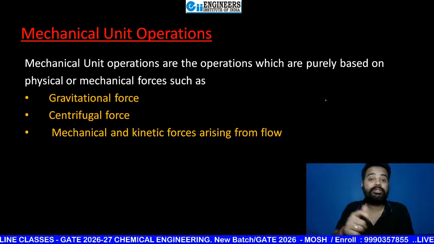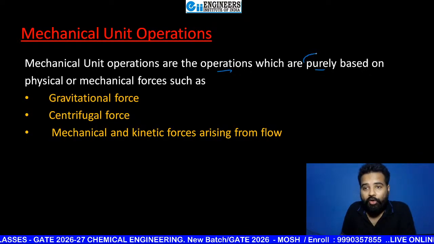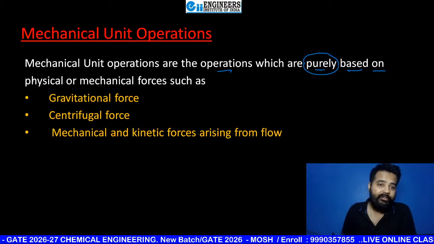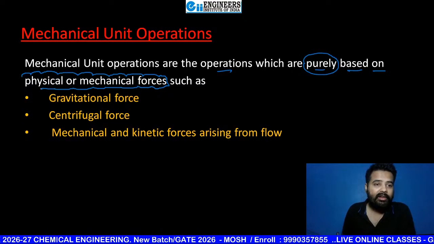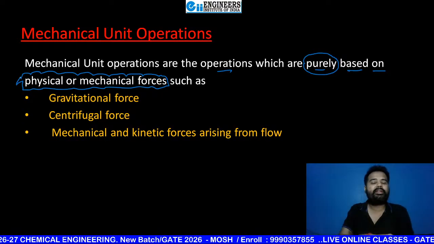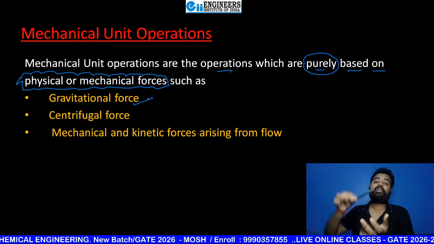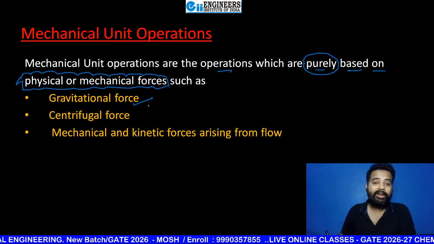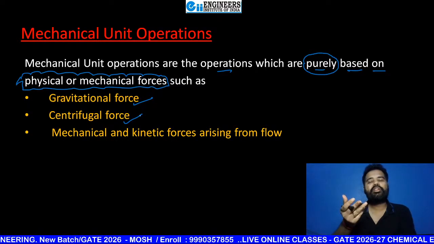Mechanical unit operations are the operations which are purely based on physical or mechanical forces. That means they are directly related with physical or mechanical forces. Forces like gravitational forces. See this pin, free fall due to gravity. So gravitational forces, centrifugal forces. What is centrifugal force, sir?